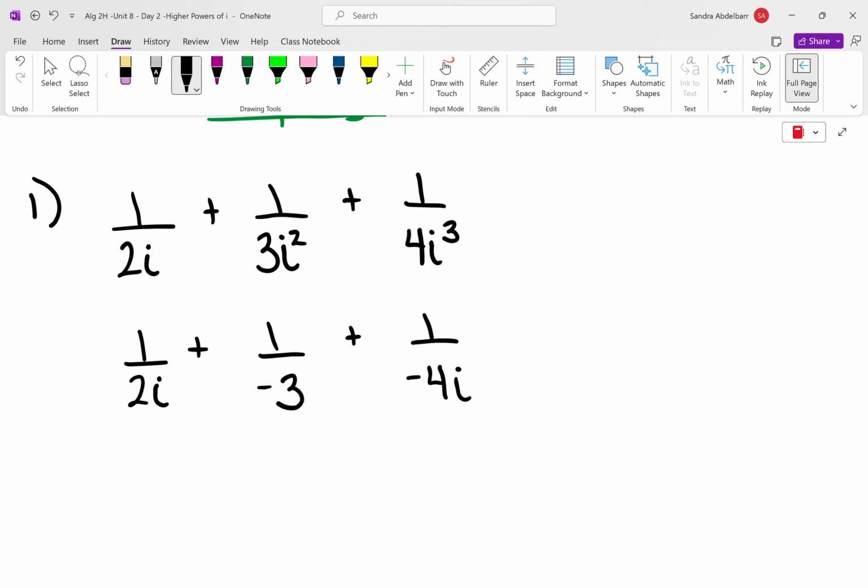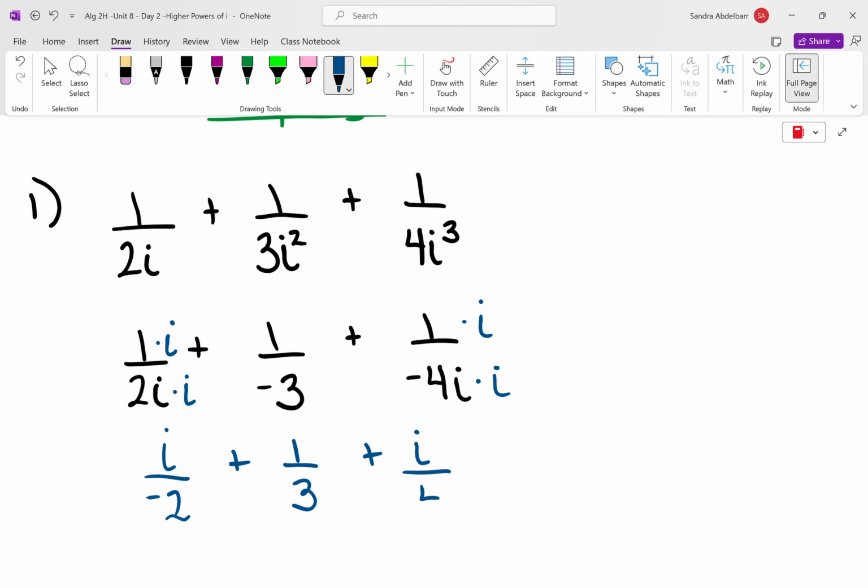Now, before I create a common denominator, I want to rationalize. So for the first fraction, I'm going to multiply by i, numerator and denominator, which will give us i over -2. The second fraction is fine. For the third fraction, I'm going to again multiply by i, numerator and denominator, and we're going to get i over 4.